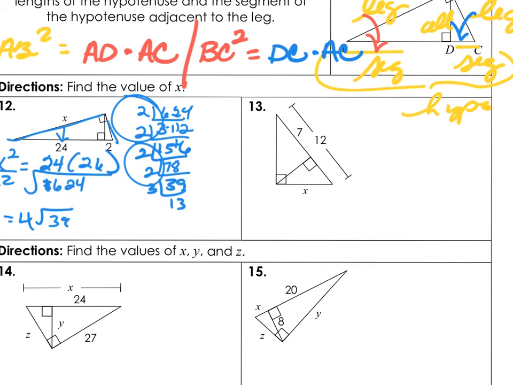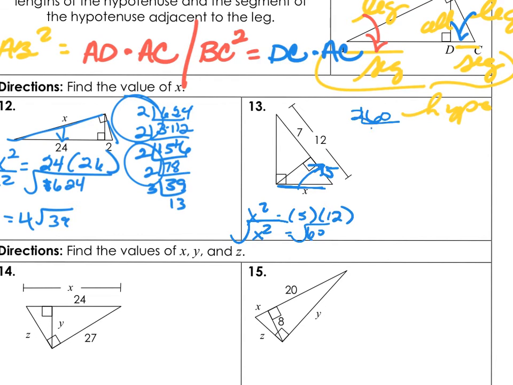Let's look at the next. This is a leg. So leg squared is equal to the segment adjacent to that leg. We don't know that. It's 12 minus 7, which is 5. And so you're going to do 5 times 7, which is 35. Oh, times the whole hypotenuse. It's the adjacent times the whole hypotenuse, 12. So that's 60. And then take the square root.